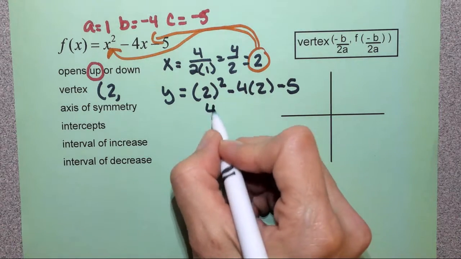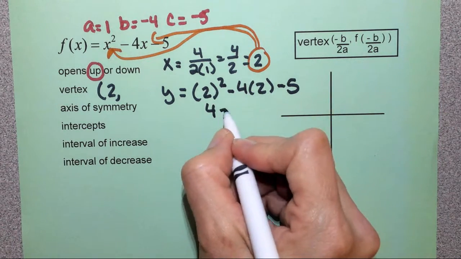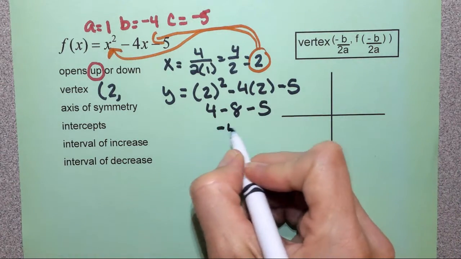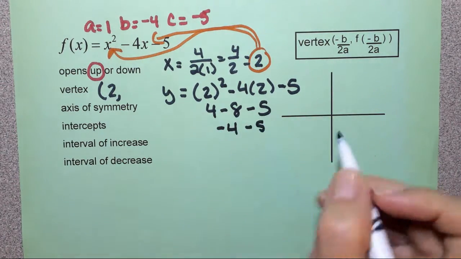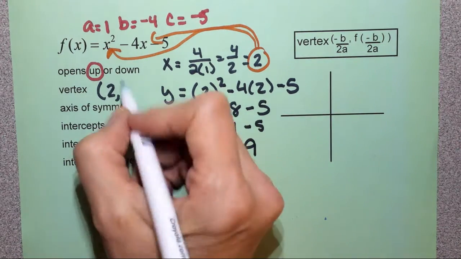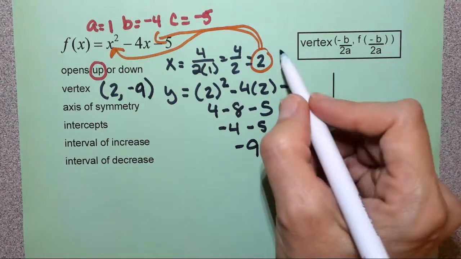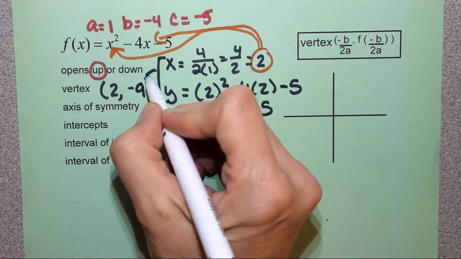2 squared is 4. 4 times 2 is 8. I'm going to bring down the 5. 4 minus 8 is negative 4. Negative 4 minus 5 is negative 9. So my y value is negative 9. And this is all for the vertex.